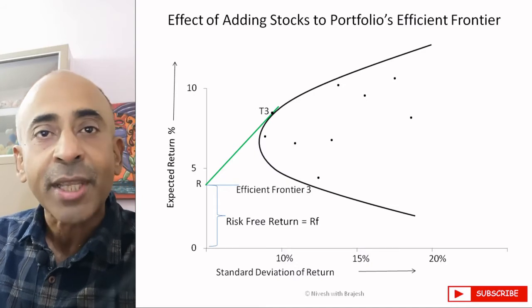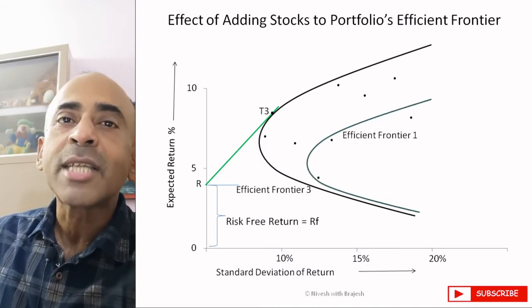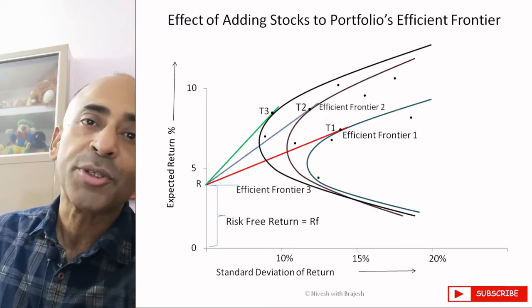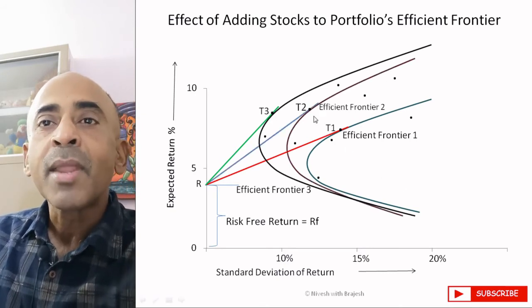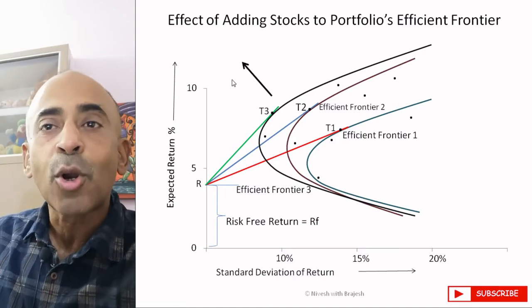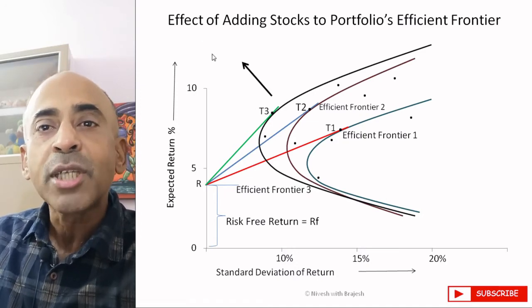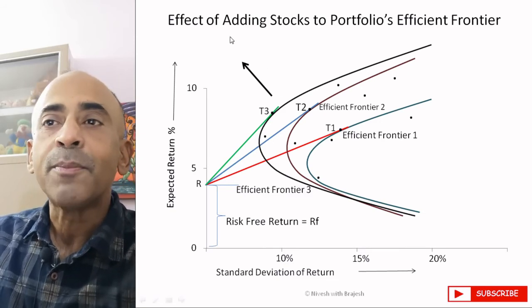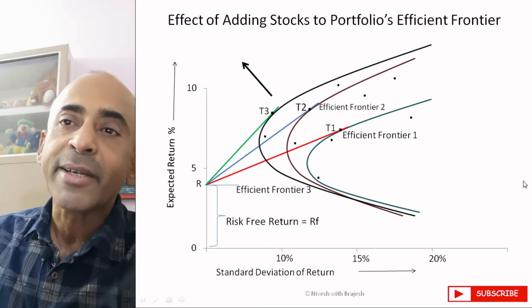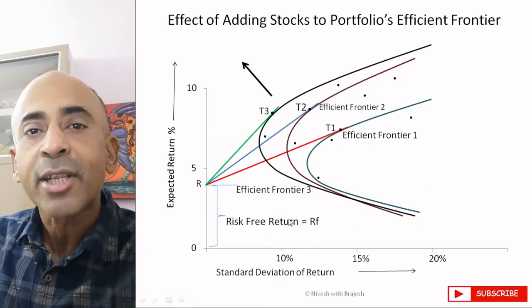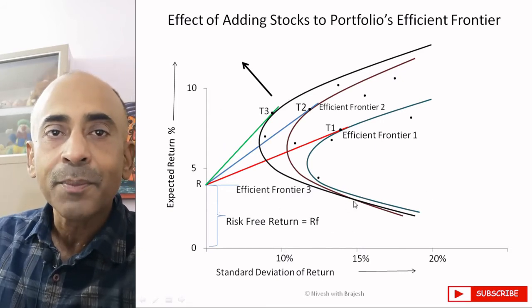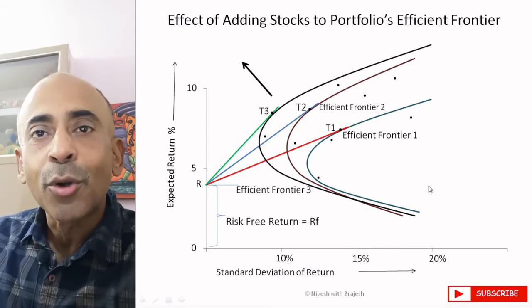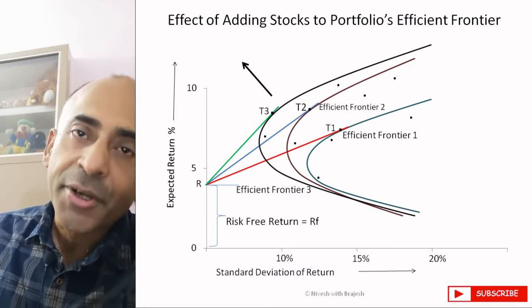tangent portfolio T3. Note how addition of stocks has pushed the bullet curve from efficient frontier 1 to efficient frontier 3 position. This means any further addition of stocks to this portfolio will only result in pushing the new bullet curve in the top left direction, shown by the black arrow, which means increase in expected returns and decrease in overall risk of the portfolio. Okay? So this is how the addition of stocks into a certain portfolio increases the gains and reduces the risk.